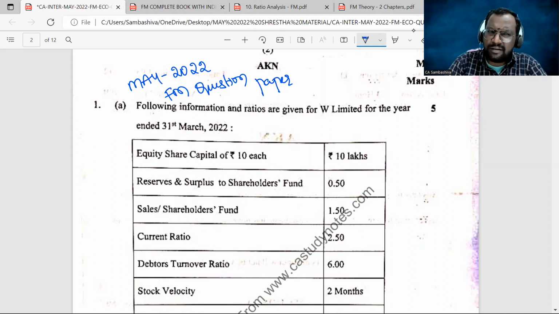Sir, I can say that it's a very easy exam. The question paper was very easy. And the majority of the questions have been asked from the material which we have discussed in our regular classes, and you are going to witness that within 20 to 30 minutes. So let us see question number one.